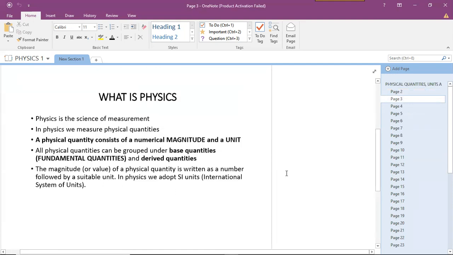All right. So practically, let's first start by defining what physics is. So for me, I like to define physics as the science of measurement. And what are we measuring? Let me highlight.